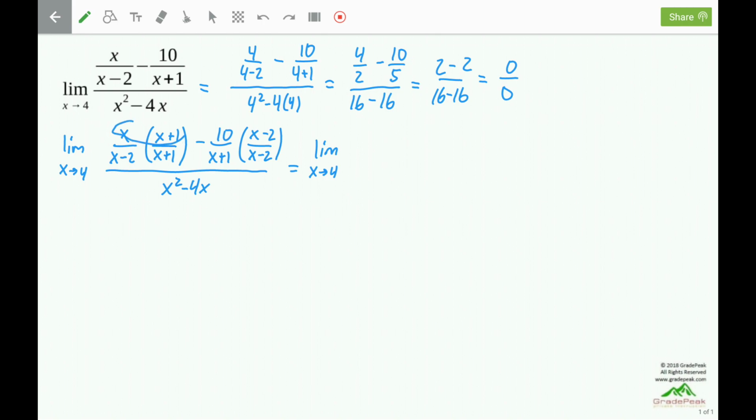Here we're going to distribute the numerator. That x is going to distribute with that x plus 1, so that will be x squared plus x over the common denominator of x minus 2, x plus 1, minus, and then we'll distribute the 10. It will be 10x minus 20 over the common denominator of x minus 2, x plus 1. And then this entire thing is divided by x squared minus 4x.